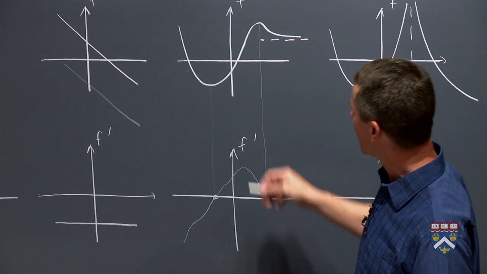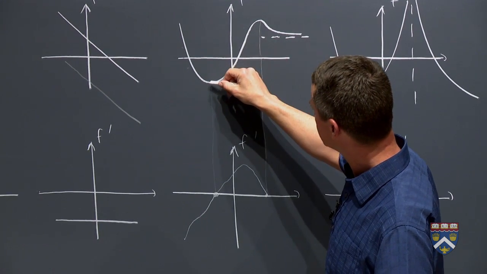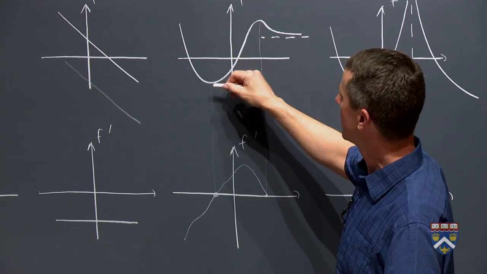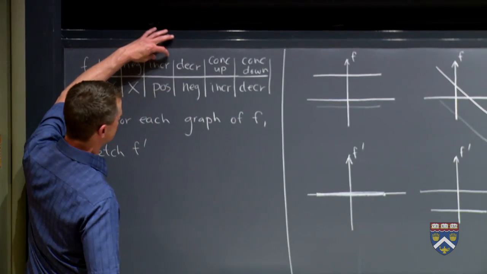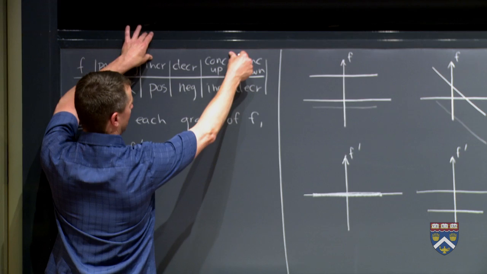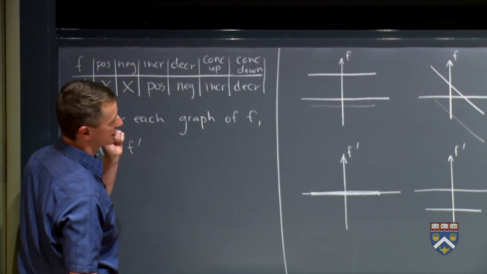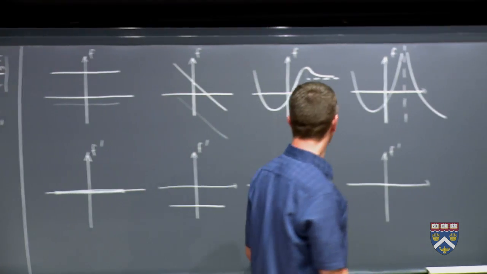So if, for example, we wanted to do this first part from about here to here using our chart, what two things do we know about f? F is increasing, going upward, and f is concave up. So if you chose that f was increasing and f was concave up, what two things does that tell us about f prime? F prime should be positive and increasing, which is exactly what you drew there.